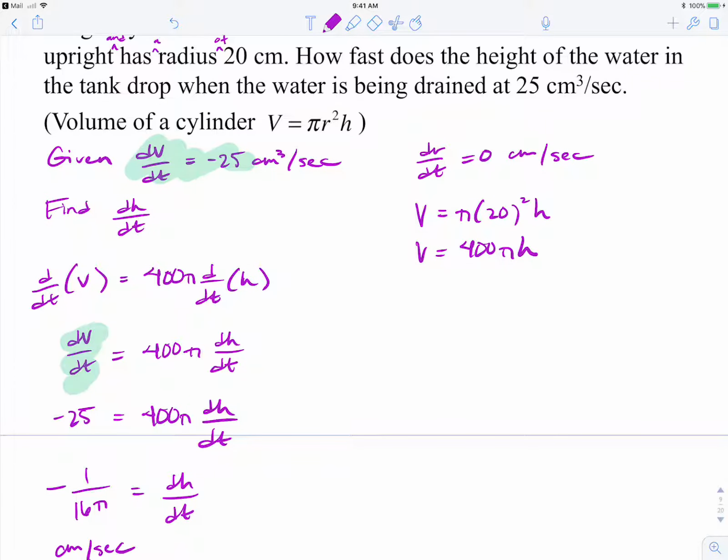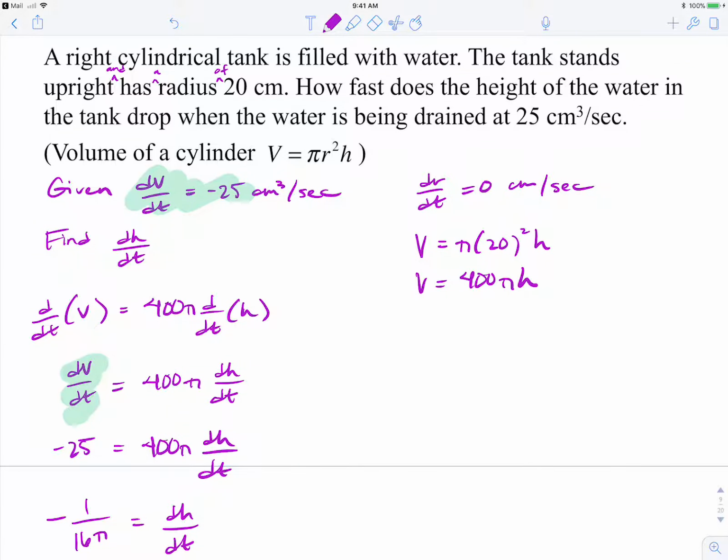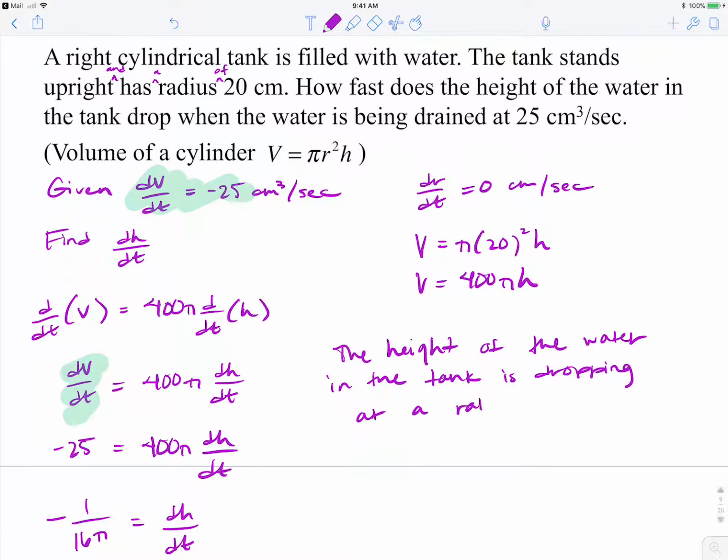And now we can write our sentence to summarize our answer. So the height of the water in the tank is dropping at a rate of 1 over 16 pi centimeters per second.